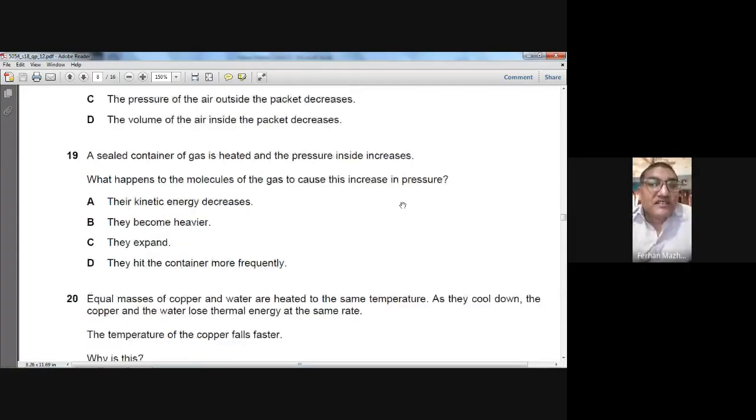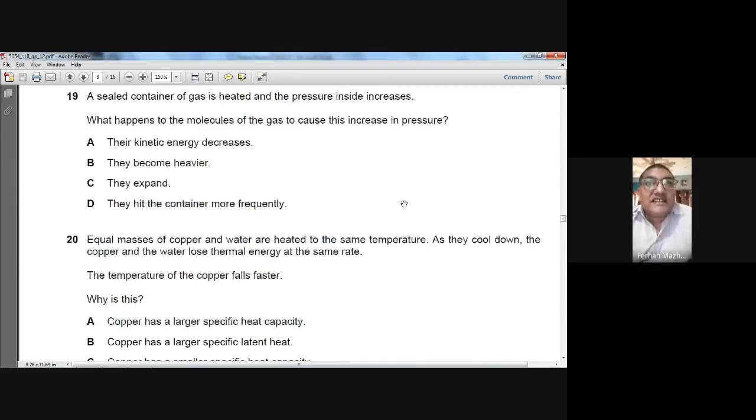Question number 19. A sealed container of gas is heated and the pressure inside increases. What happens to the molecules of gas to cause this increase in pressure? Sealed container, volume cannot change, and you heated it. The kinetic energy will increase, and they will hit the container more frequently. That's the reason for the increase in the pressure. So D is the choice, sir. Question number 19, D is the choice. They hit the container more frequently.